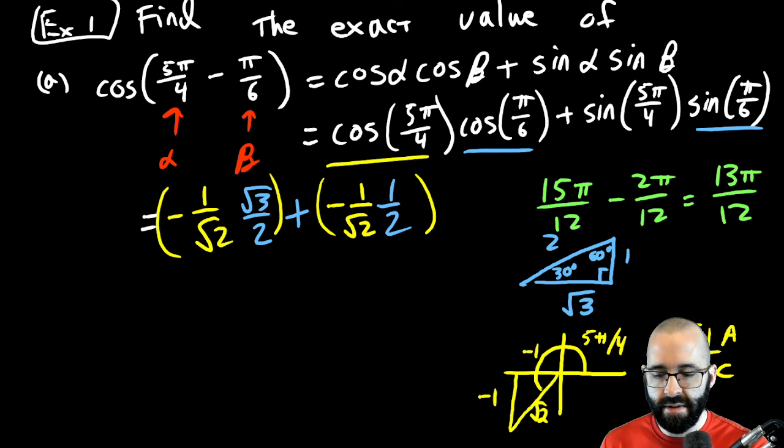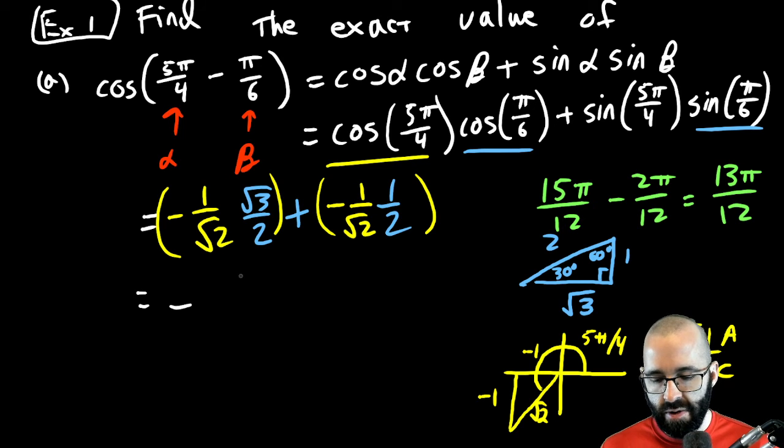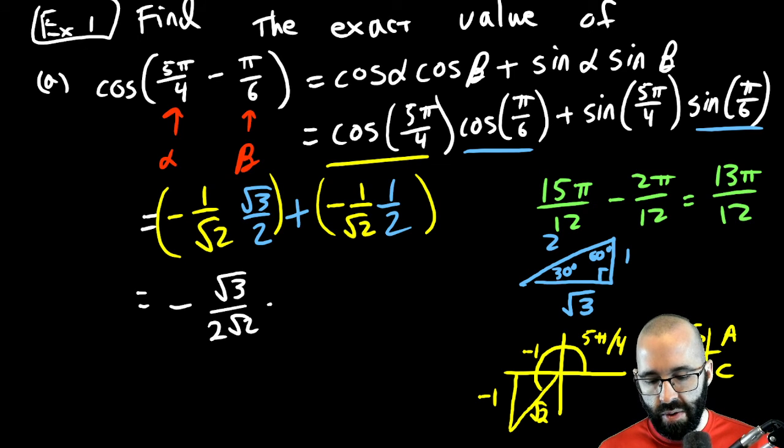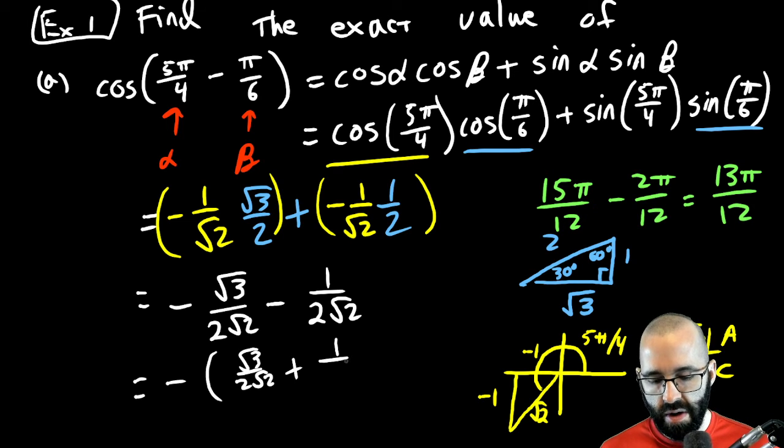Now we just need to simplify. So this first one becomes -√3 over 2 root 2. Second one becomes -1 over 2 root 2. We can combine this. Let's factor a negative out from both of them. -√3 over 2 root 2 plus 1 over 2 root 2.